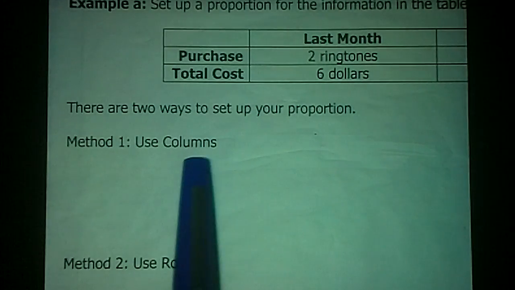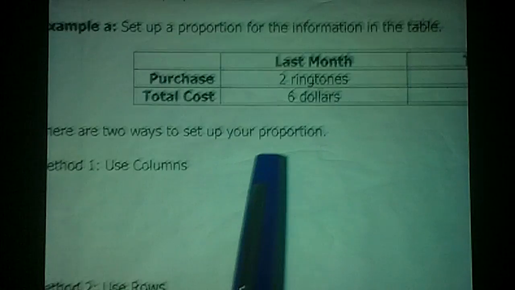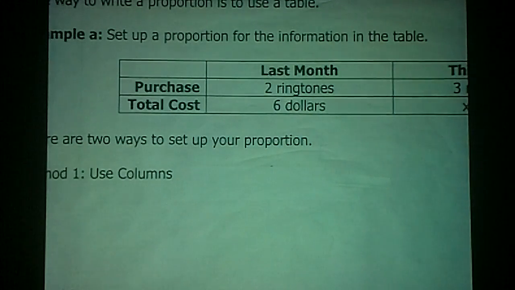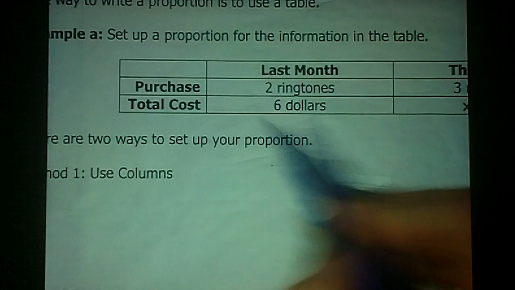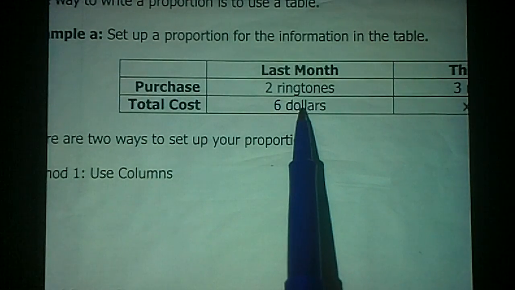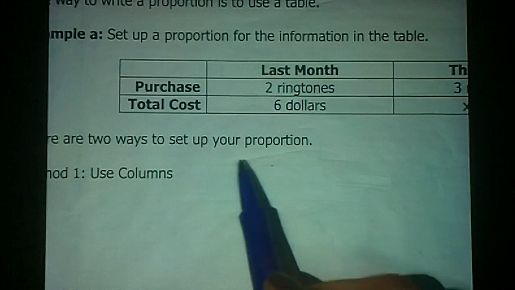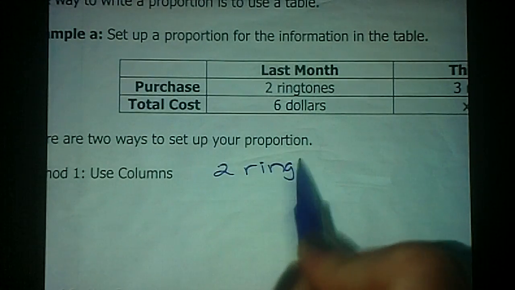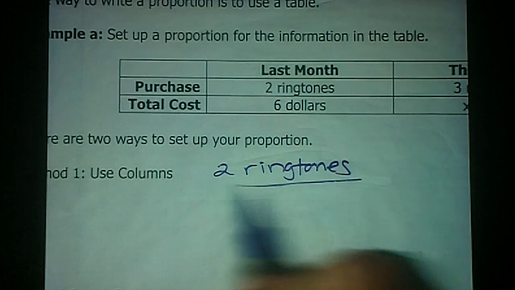We're first going to use columns. Remember that columns go up and down. So we're going to look at the information we're given in this table and we're going to write in a column that we're being given 2 ringtones for $6. So we're actually just going to write it exactly the way we see it. 2 ringtones for $6.